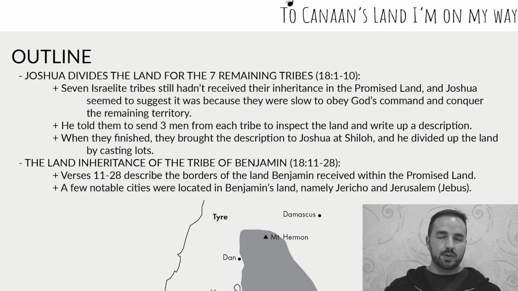Verses 11 through 28, then, our second and final section, talk about the land inheritance of the tribe of Benjamin. Verses 11 through 28 describe the borders of the land that Benjamin was going to receive within the Promised Land. And a few notable cities were in the land of Benjamin, even though it was a relatively small area. The cities of Jericho and Jebus, which would later be popularly known as Jerusalem, were in the territory of Benjamin.